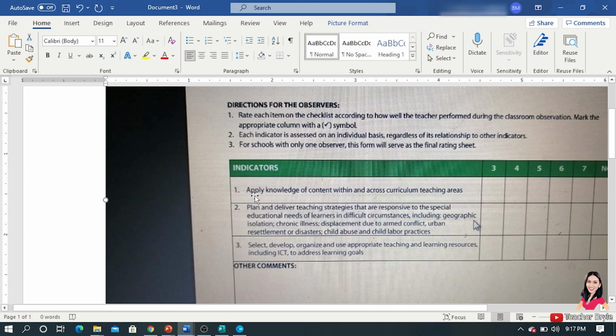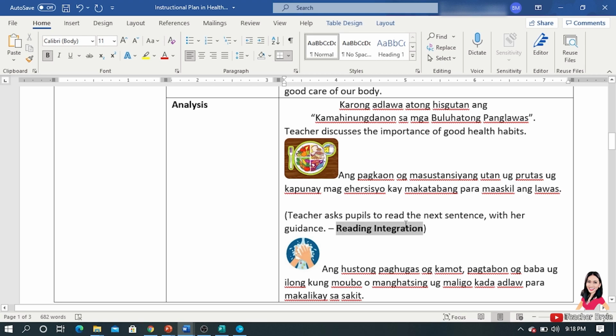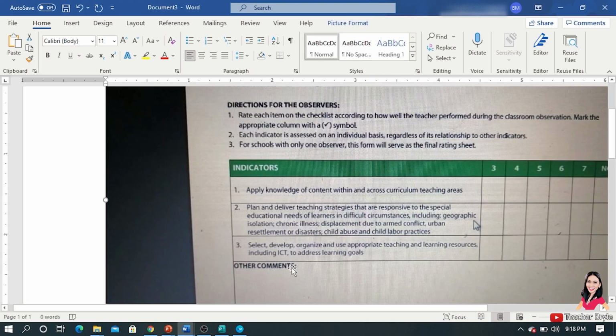So here, I will review again the 3 indicators that should be observed during the classroom observation. First is apply knowledge of content within and across curriculum teaching areas. So this means that if your topic is all about health, you can integrate topics, lessons, or skills from another subject. So that's why katong sa kinaunahan pa lang, we have the PE integration sa katong nagpasayaw ta. So, our subject is health, but then we integrated the health skill which is katong sayaw. And also here, reading integration kung magpabasa ta sa bata. So, here, we already apply the first indicator, which is apply knowledge of content within and across curriculum teaching areas.